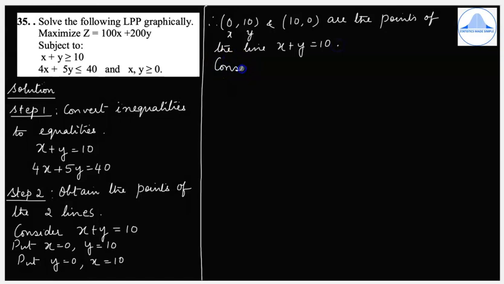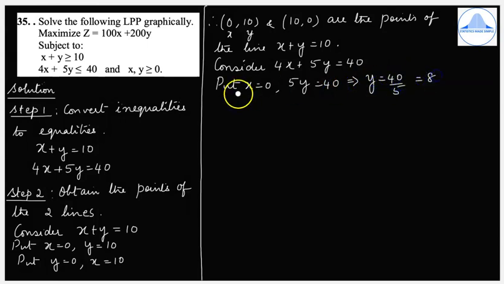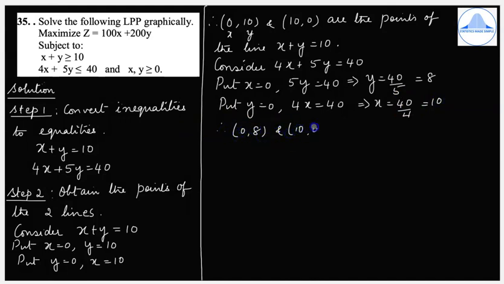Now similarly, consider the next equation. 4x plus 5y is equal to 40. Now put x equal to 0. So you'll get 5y is equal to 40, which implies y is equal to 40 divided by 5, that is equal to 8. In a similar way, put y equal to 0. So you get 4x is equal to 40, or which implies x is equal to 40 divided by 4, that is 10. So therefore 0, 8 and 10, 0 are the points of the line which is 4x plus 5y equal to 40.